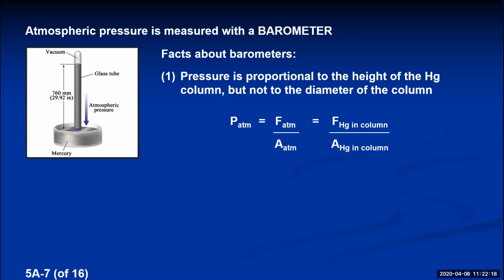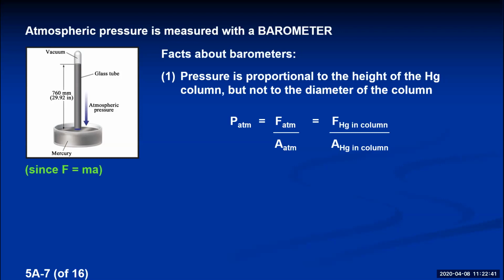The force of the atmosphere pushing on the mercury on the outside is exactly equal to the force of the mercury atoms pushing on the surface on the inside of that very thin tube. So we can say the force of the atmosphere divided by the area that the atmosphere is pushing on must equal the force of the mercury in its column divided by the area that the mercury in its column is pushing on.